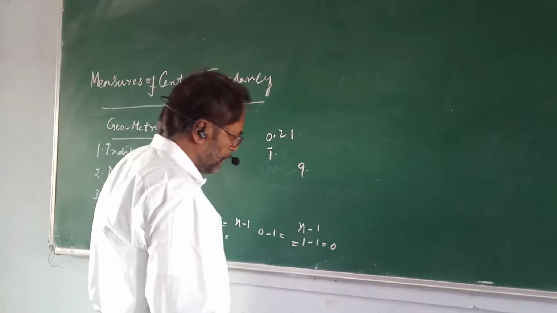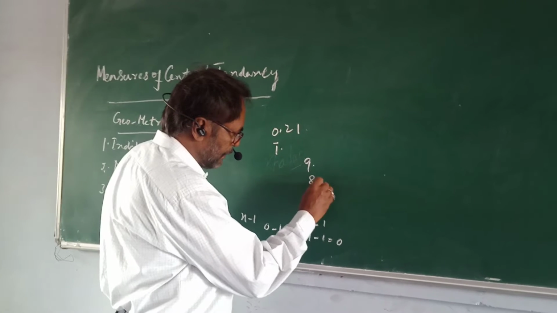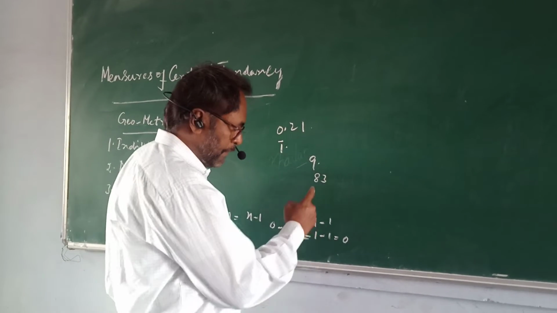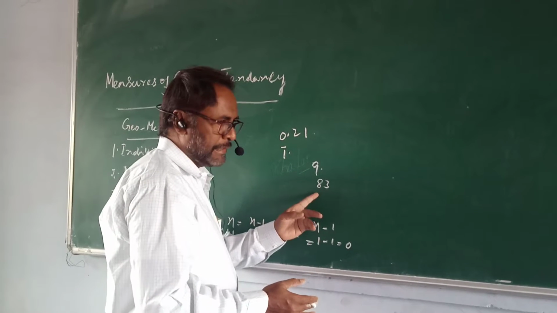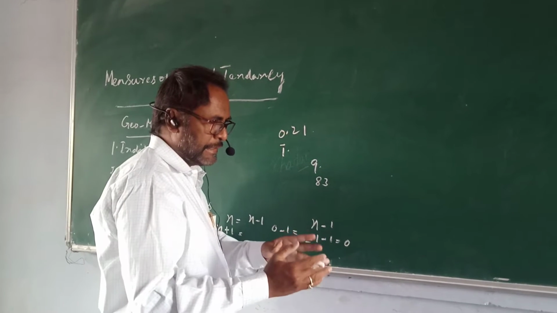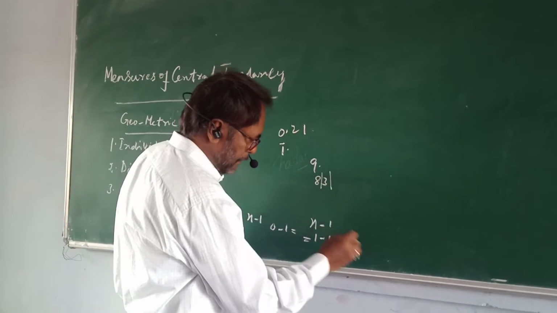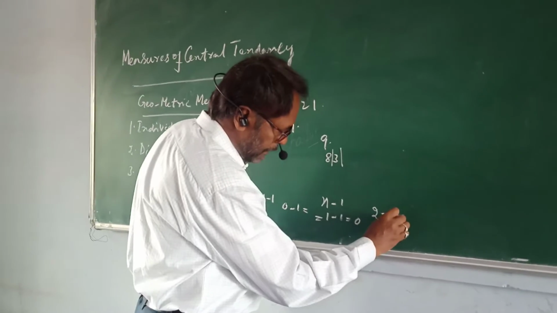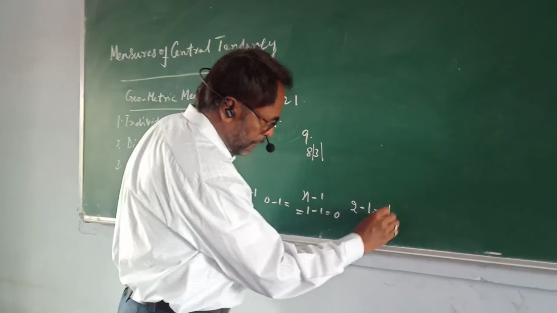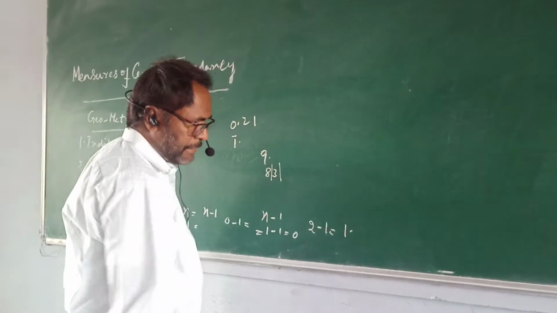In the case of two values, let us say 8, 3. These are two values, not 83. We should not call it 83. We have to treat it as two values, 8 and 3. Therefore, 2 minus 1 will become 1. After the 1, we have to put a dot.